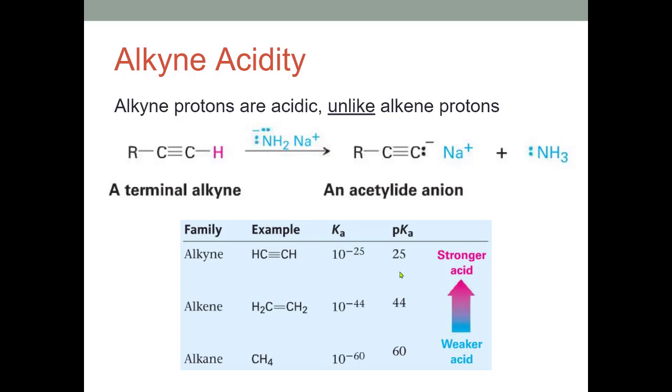Still not acidic enough for hydroxide to remove this, but we do have a base called the amide ion, the sodium amide in this case. It is strong enough. And so if we treat our terminal alkyne with sodium amide right here, we can remove that end proton to generate what's called an alkyne anion. Sometimes they use acetylide here. Acetylene is the common name for a 2-carbon alkyne. So depending on what this R group is, if it was longer, it wouldn't be acetylide anymore, but it would be an alkyne anion.